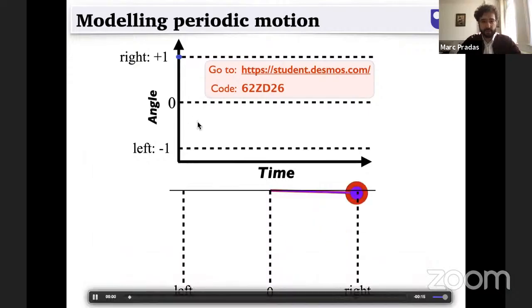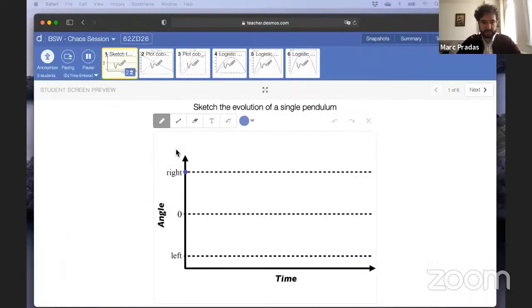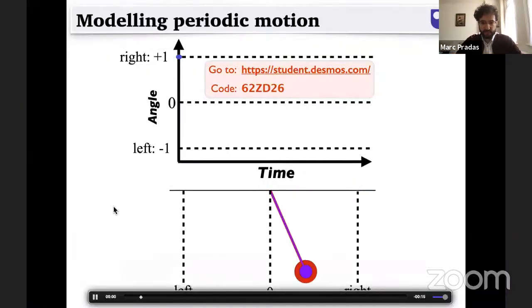Just to show you how Desmos looks, you will have this activity here. And by using this sketching tool, you can basically sketch whatever you want. So what we would like you to do here is basically to sketch the evolution of this angle versus time, or type a mathematical function in the chat, if you can think of a mathematical function describing the evolution of this.